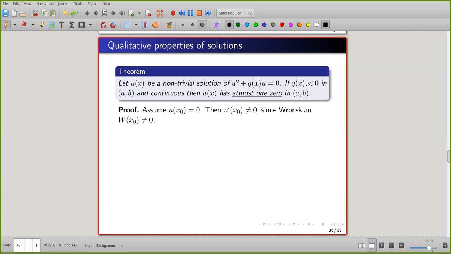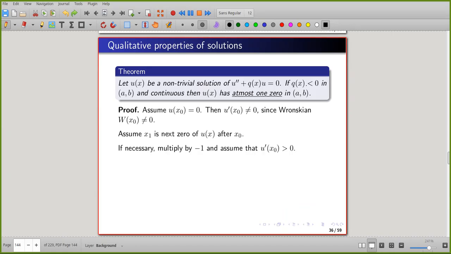I am running really slow. So let's assume that u of x naught is 0. Then u dash x naught is non-zero because of what we saw. If u dash x naught is also 0, then u has to be identically 0. So let's assume that x1 is the next zero of u after x naught. If necessary, multiply by minus 1 and assume that u dash x naught is positive. Then u of x is strictly greater than 0 on (x naught, x1).